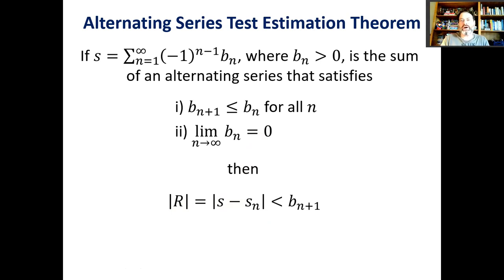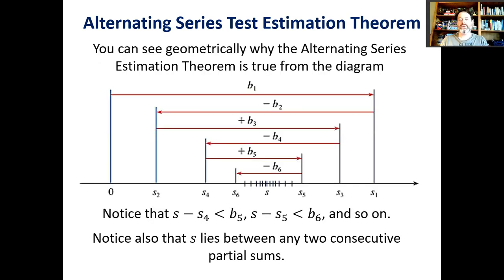But here's where I said earlier in the presentation I was going to go back and talk about this. So why does this have to be true? Why does the remainder have to be less than the next term? This graph pretty much tells you everything you need to know.